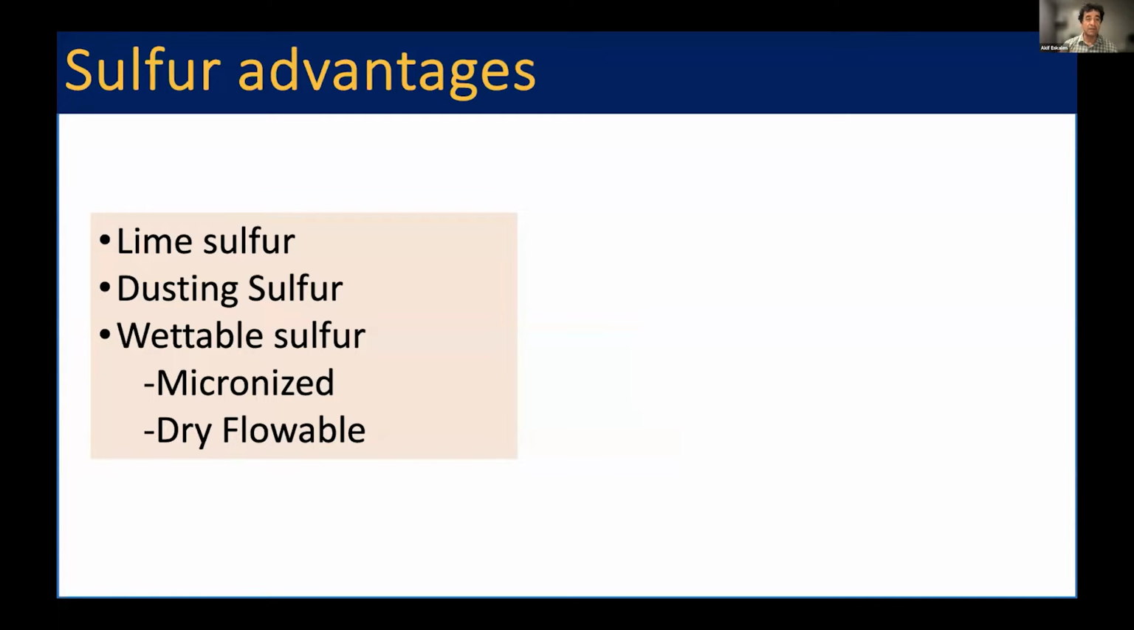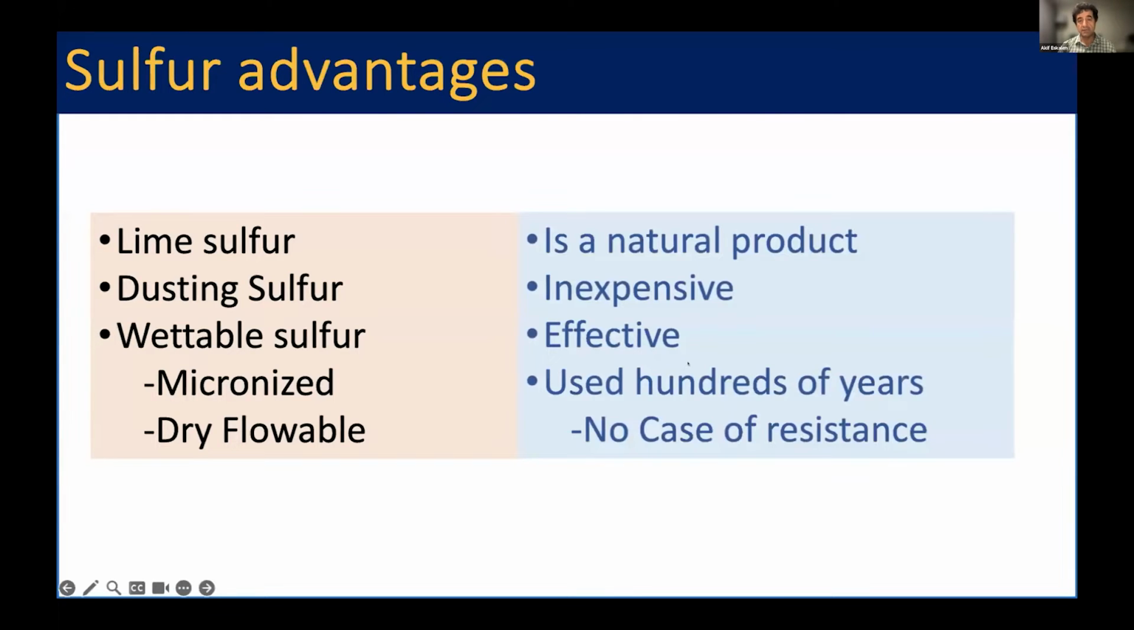Sulfur also comes as dusting sulfur and wettable sulfur, different forms, which I'm sure you all know. So what is the advantage of sulfur? It's a natural product. It is inexpensive and effective. It has been used for more than 100 years, and there is no case of resistance.